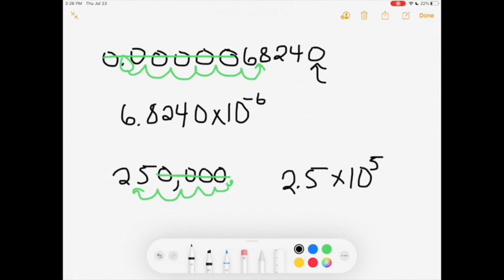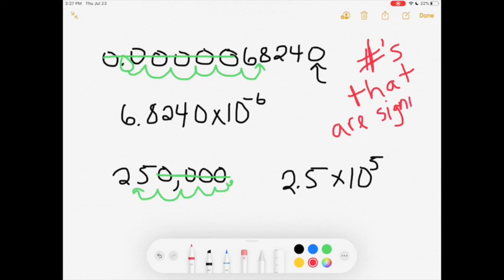And again, I'm going to go over what makes a number significant and what doesn't. But in scientific notation, I do want you to remember this. In scientific notation, it only shows the numbers that are significant. So I'm going to write this down. Numbers that are significant. I'm running out of room. There we go. So it only has numbers that are significant in scientific notation. So anything that's insignificant, we leave out.